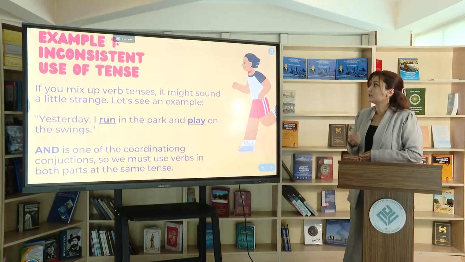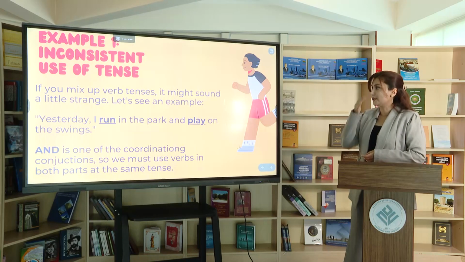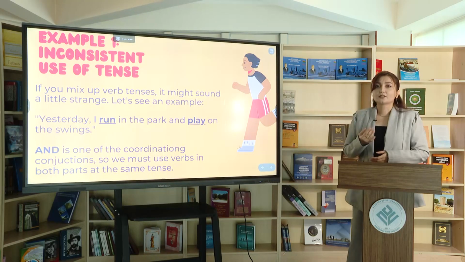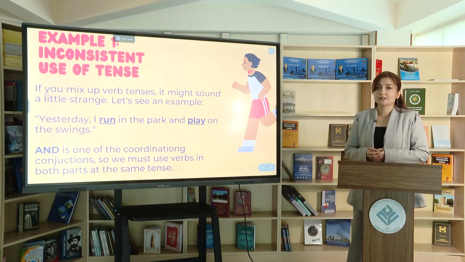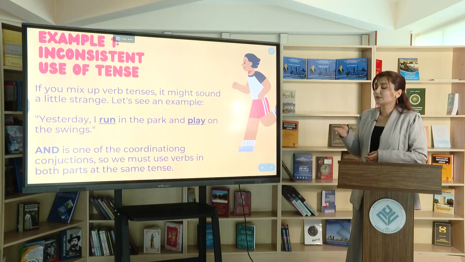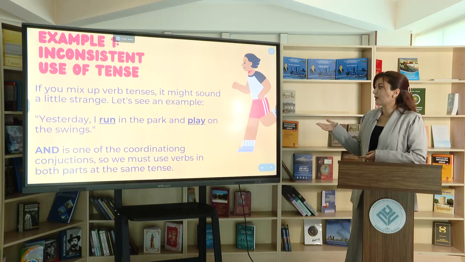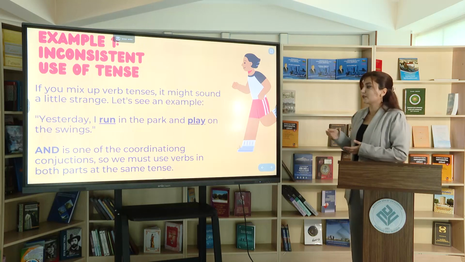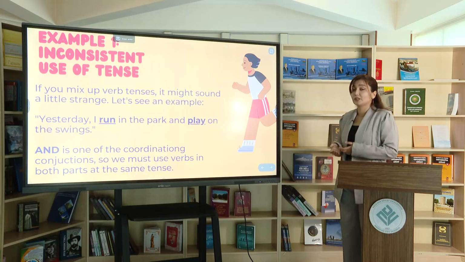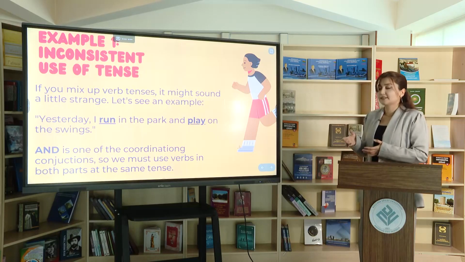Another sample, inconsistent use of tense. Time indicators play an important role in defining verb tense forms. For instance, yesterday I ran in the park and play on the swings. And is one of the coordinating conjunctions, so we must use verbs in both parts in the same tense.